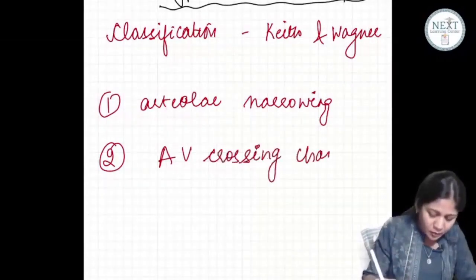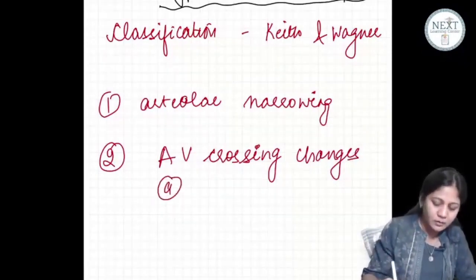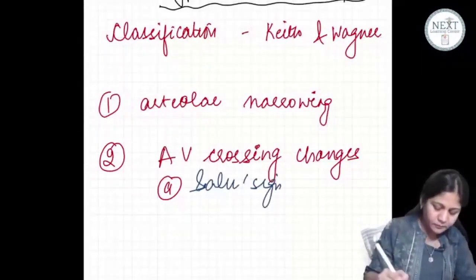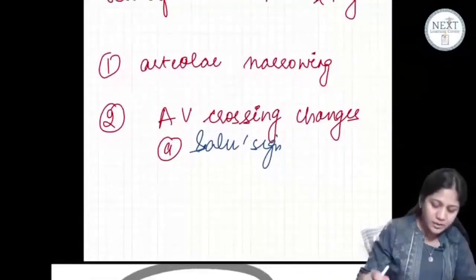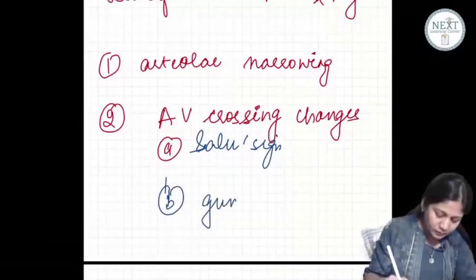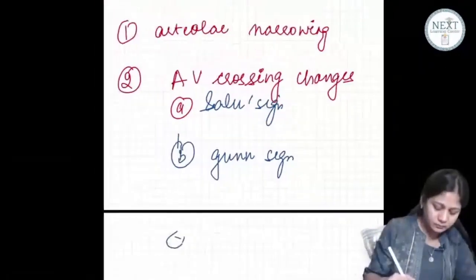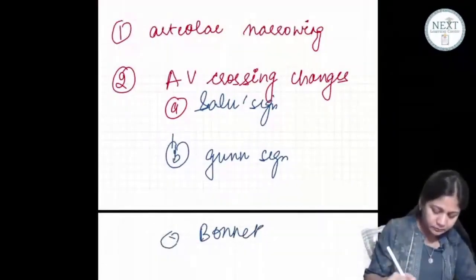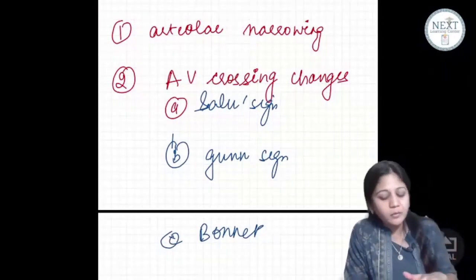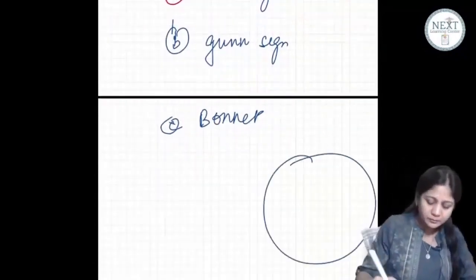You will see AV crossing changes, and these are Salus sign, gun sign. Next one is bonnet sign. There are three AV crossing changes. So let me explain you first and then you can write down. पहले आप मुझे समझाने दीजिए, फिर आप लिखना.